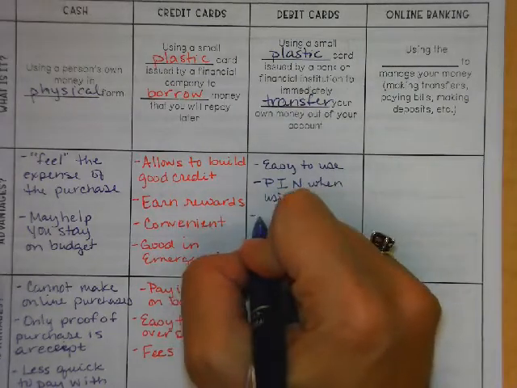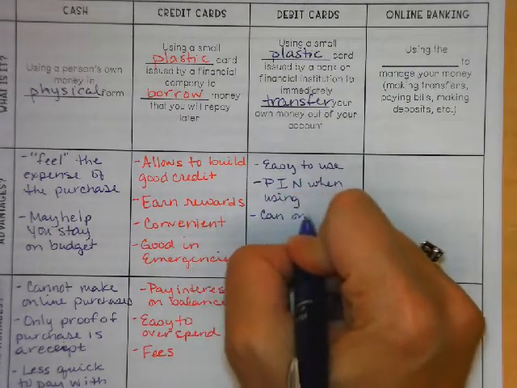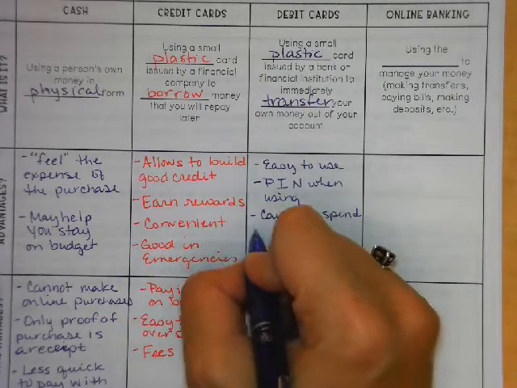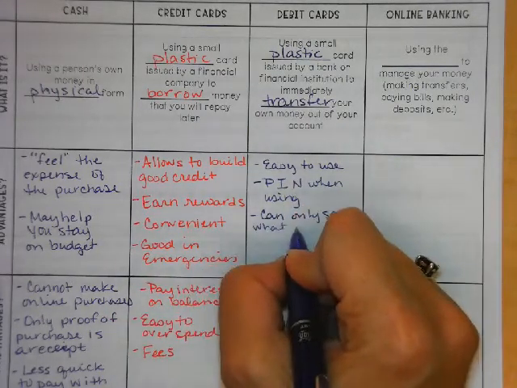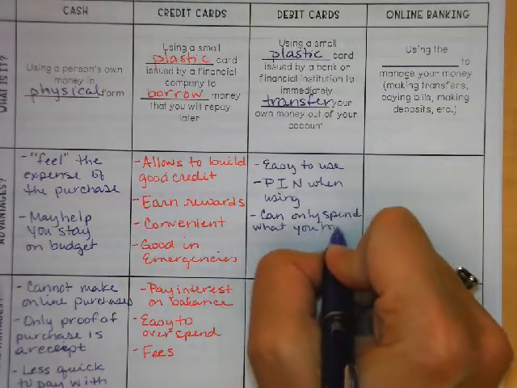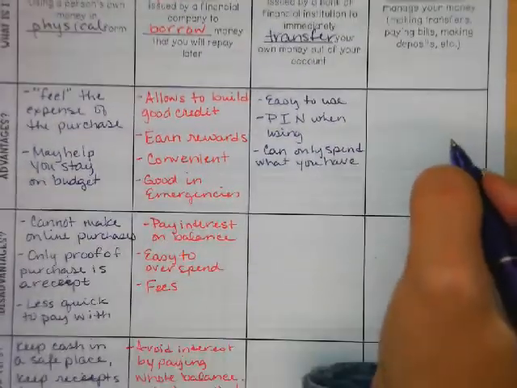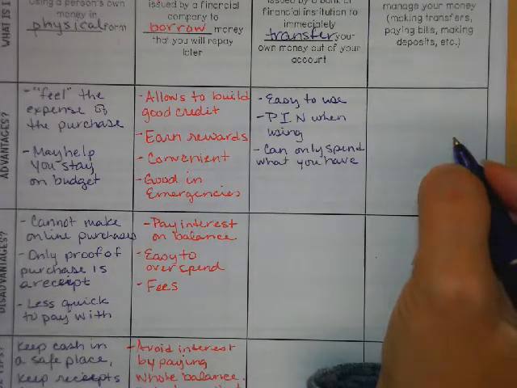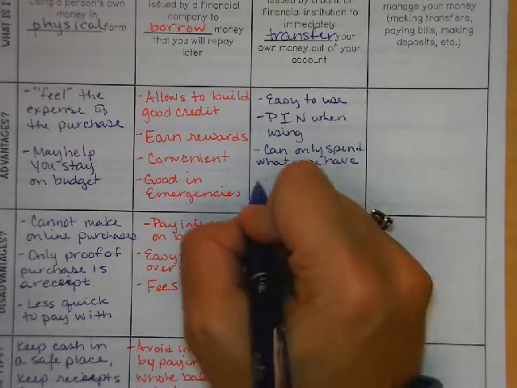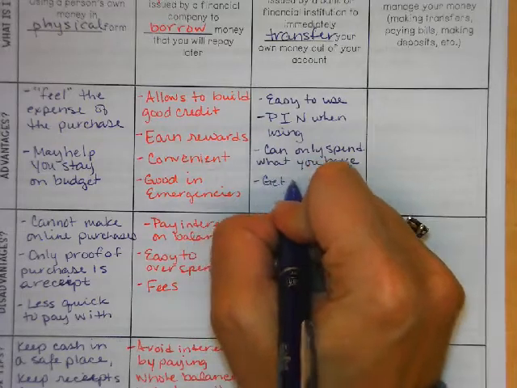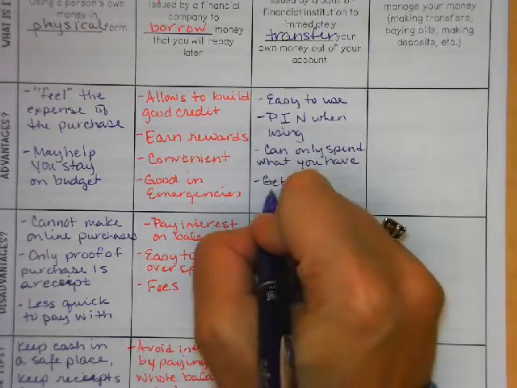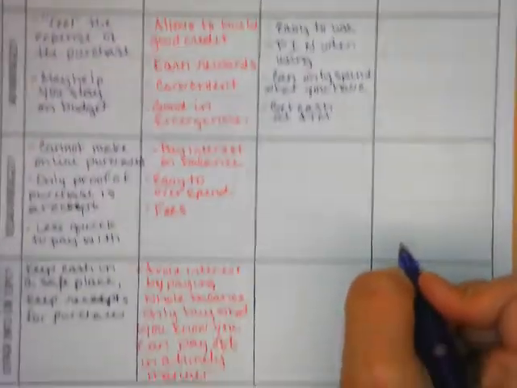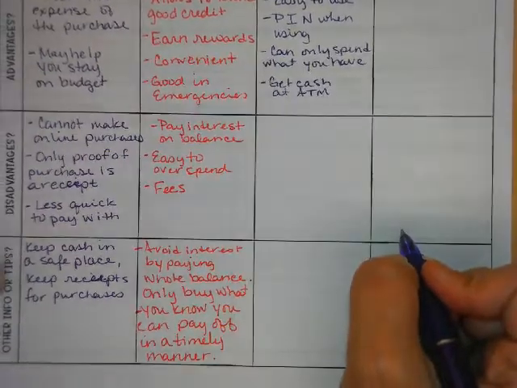You can only spend what you have, kind of like cash, right? You only have $100 in your account. You're only going to be able to spend $100. You can get cash at ATMs, right? So if you end up needing cash, you can use your debit card to get that.